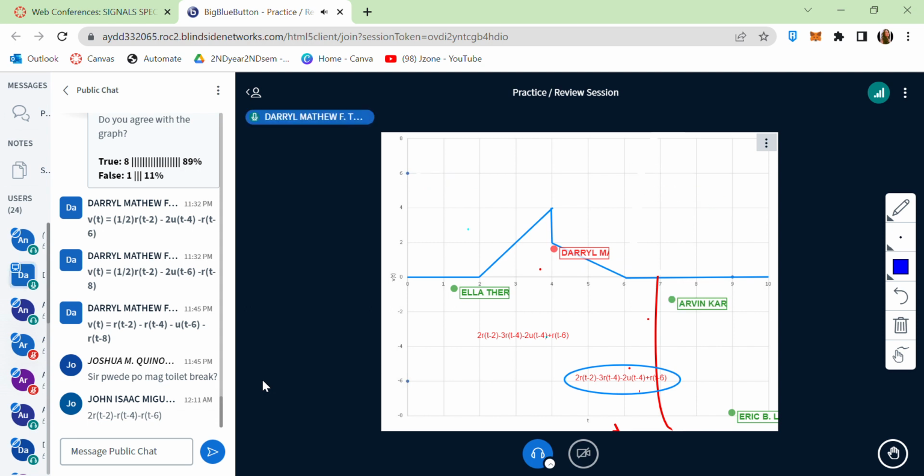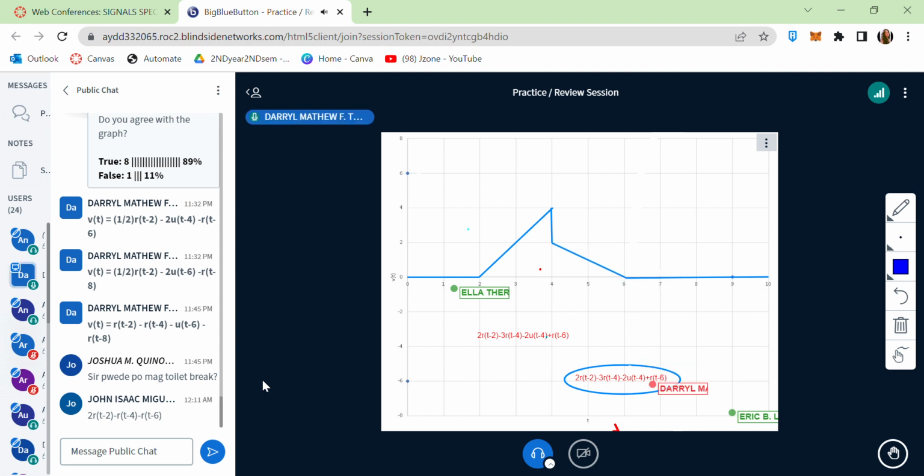So yung step function pa lang natin, that's basically yung 2u(t minus 4). Yung minus 2 yung pagbagsak natin. Pero yung 3r, bakit siya nandito? Kasi yung panibagong slope natin is negative 1. Pero yung previous slope natin is positive 2. That's why minus 3r yung ramp function natin.